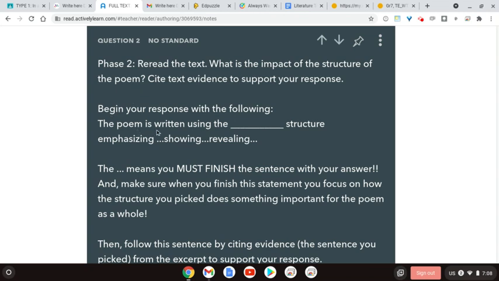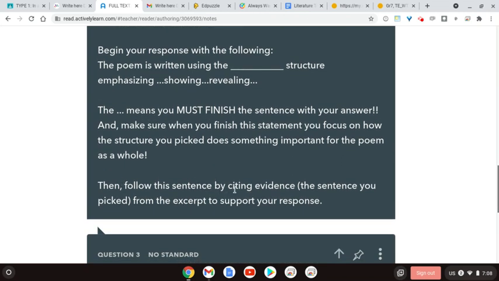Please begin your answer with the following. The poem's written using the what structure. So look at that list of different structural elements and structural types and make sure you pick one to fill in that blank from this video. And then you would finish that statement with, the poem is written using the blank structure, emphasizing what, showing what, or revealing what. Remember, whatever you put for emphasizing, showing, or revealing should focus on how it helps out the text as a whole, how it connects back to the main message, theme, or importance of that text as a whole.